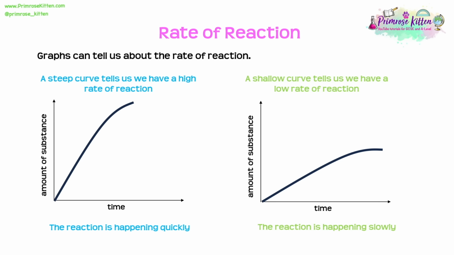Graphs can tell us a lot about the rate of a reaction. If we look at a curve of amount of substance against time, if the curve is steep, then that tells us that we have a high rate of reaction, which means that the reaction is happening quickly. However, if our curve is comparatively more shallow, then this tells us that we have a low rate of reaction, and this tells us that our reaction is happening slowly.